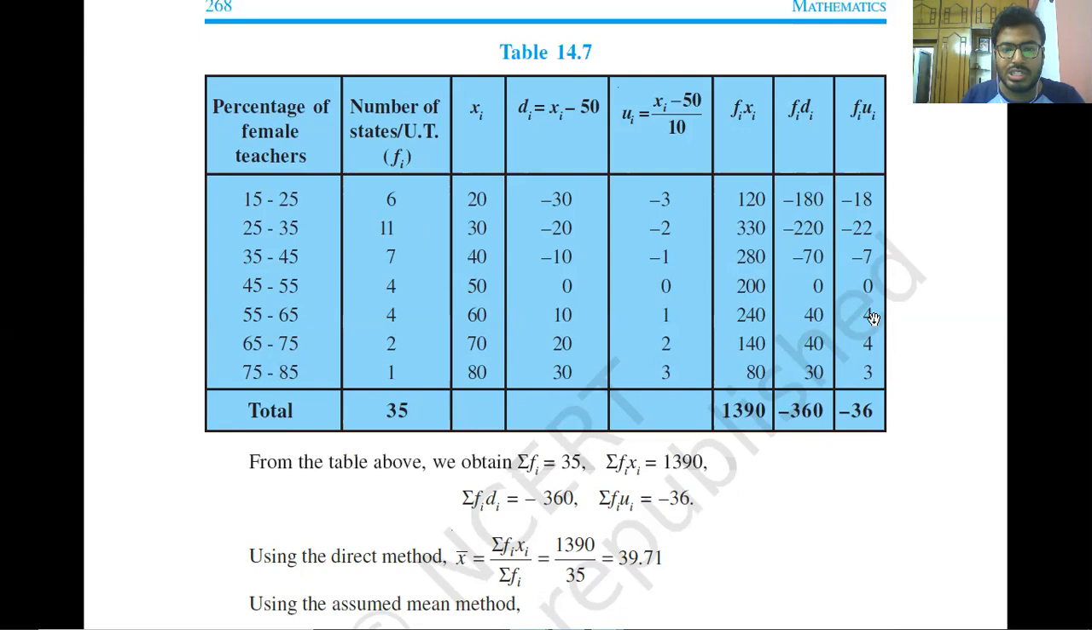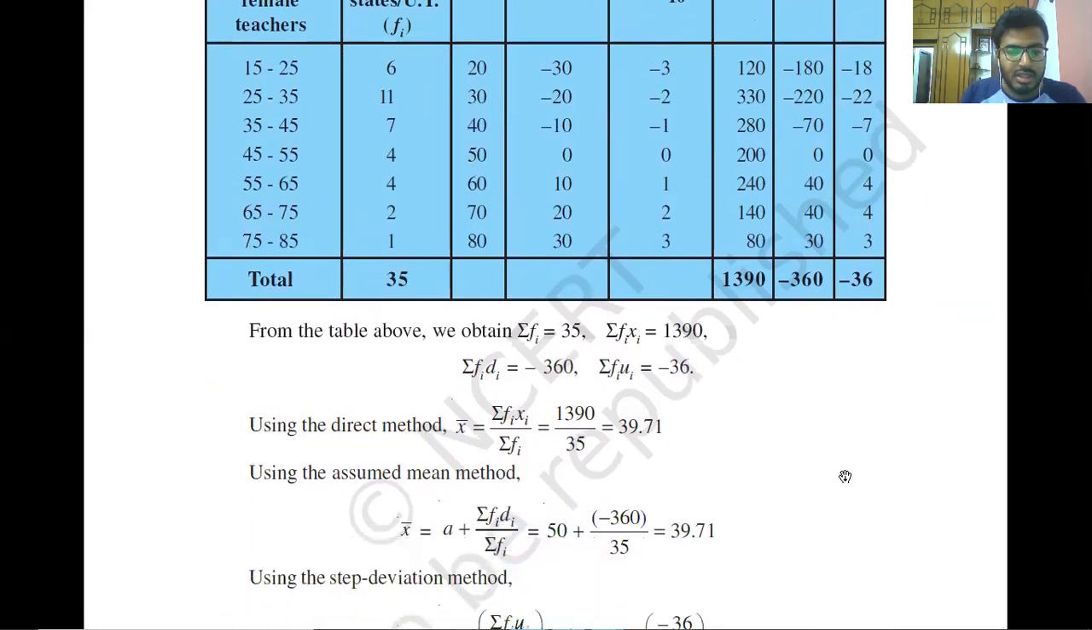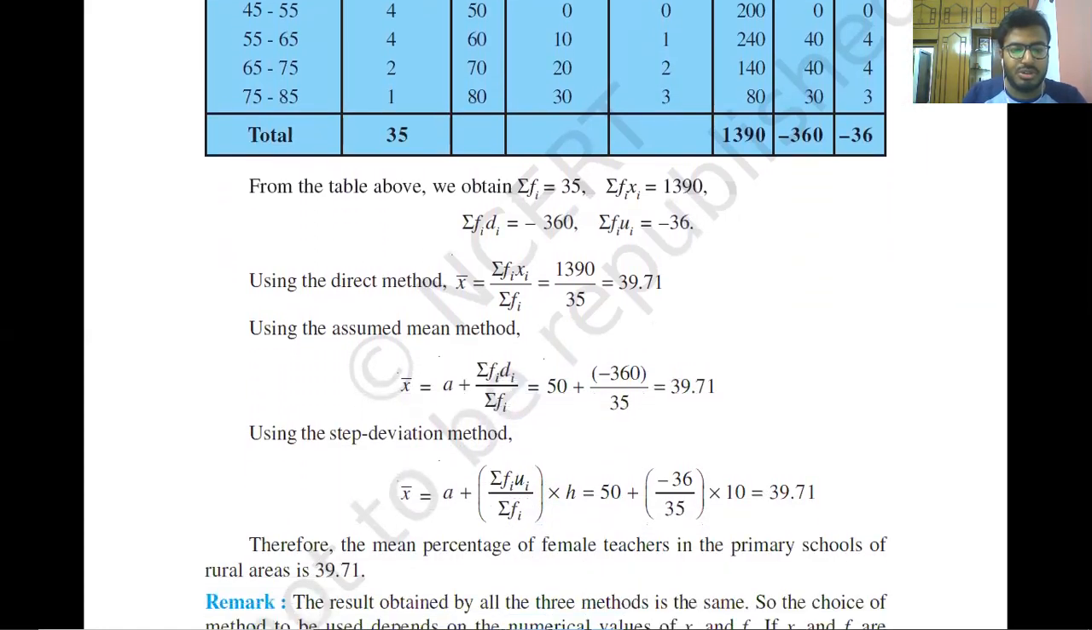In the same way, positive also we are getting the positive. Here also remember one thing: first you have to add all the minus and add all the positive, then positive minus the negative. You'll get what? This one negative is the bigger, so the sign is minus 36. Here also in the step deviation method you have to do x bar is equal to a plus sigma fi ui upon sigma fi into h.